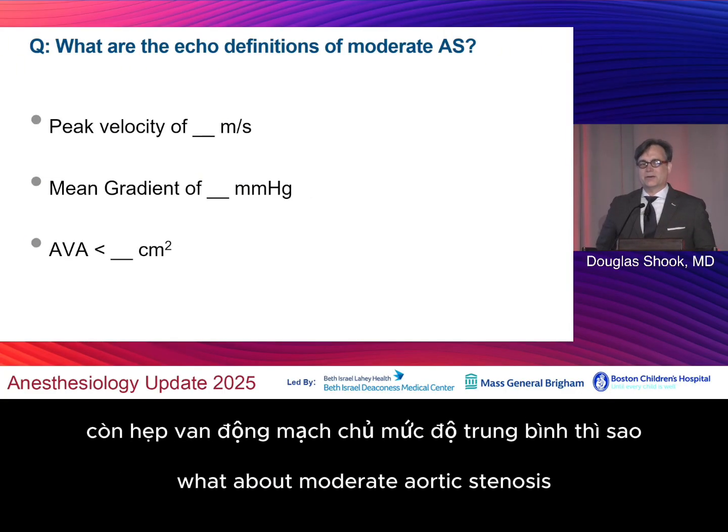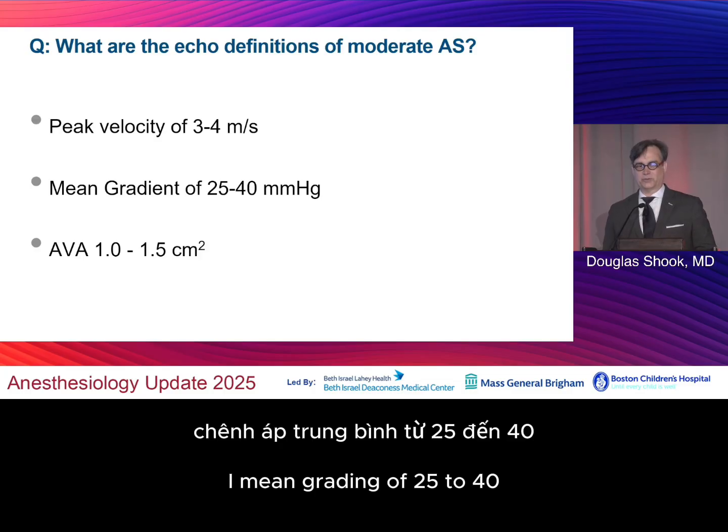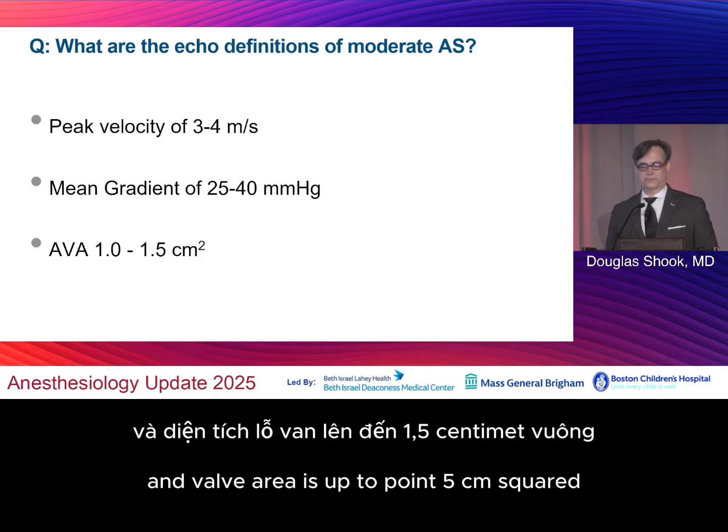What about moderate aortic stenosis? What are those? Well, just for an update, it's velocities of 3 to 4, a mean gradient of 25 to 40, and valve areas up to 0.5 centimeters squared.